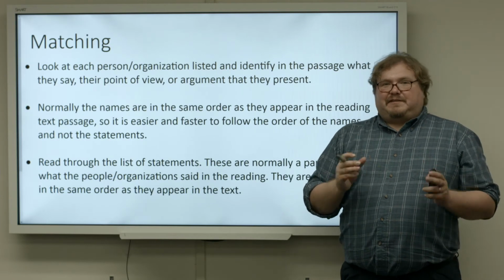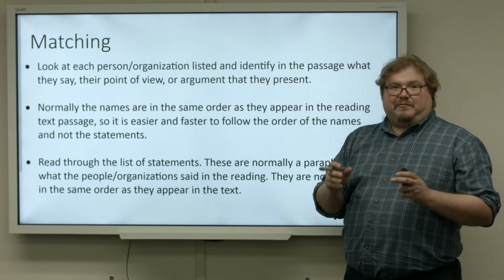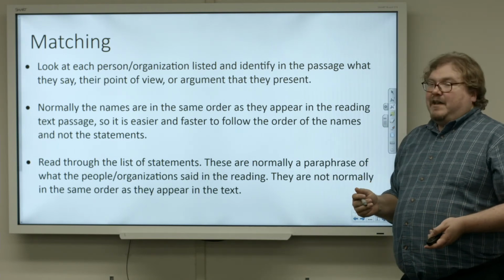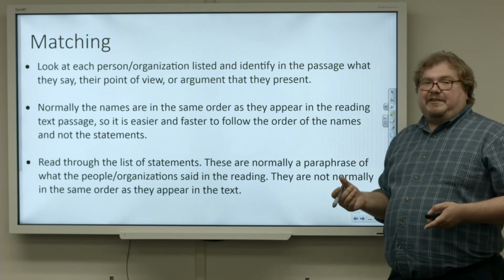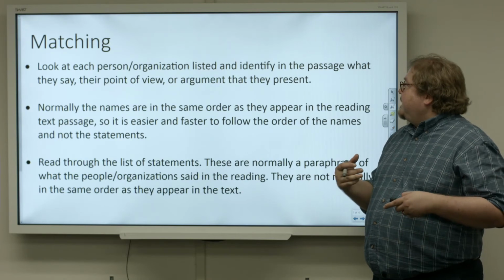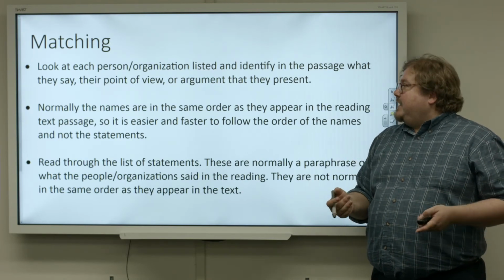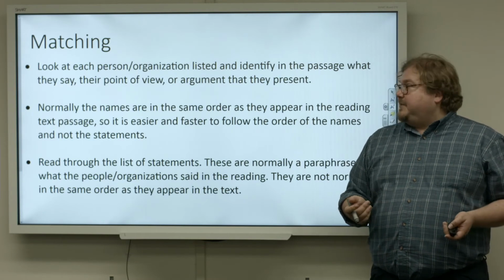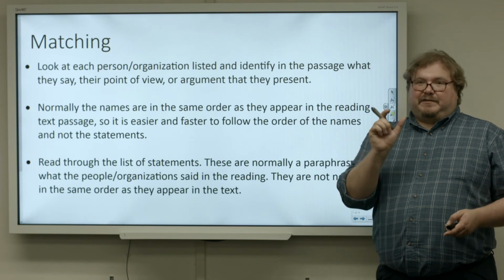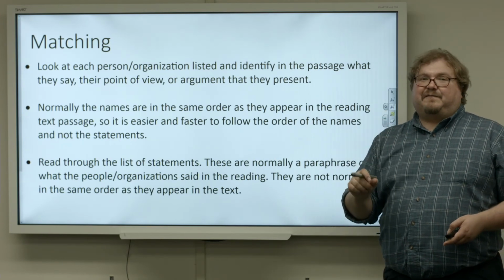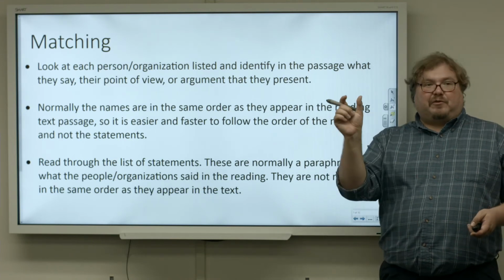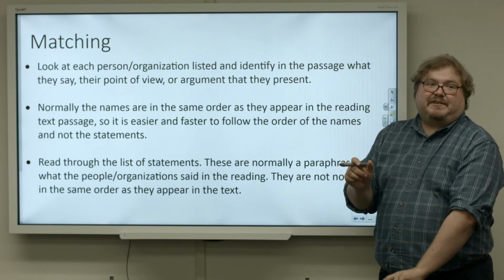Okay, so the final type of question that we have to understand arguments with is matching. For this one, look at each person or organization listed and identify, in the passage, what they say, their point of view or argument that they present. Normally the names are in the same order as the reading. So the first name on the list is the first name that you'll find in the reading. And that makes it easier to follow the order of the names, not the order of the statements underneath.